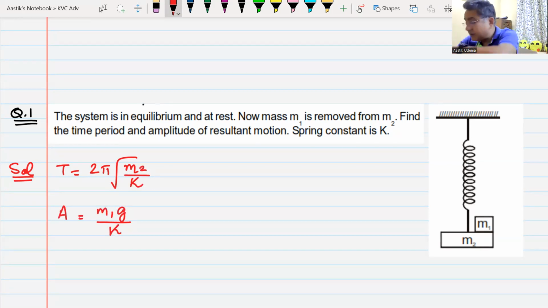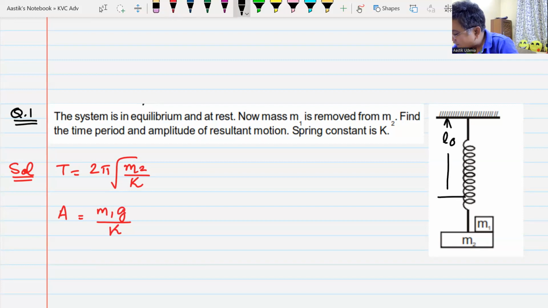Previously, once it is in equilibrium, the equilibrium position will be (M1 plus M2) g by K. Yes or no? Yes, sir. But when you now take M1 out, it will only go up. Now the mean position, you understand now? Yes, sir. I hope I'm able to make you understand.